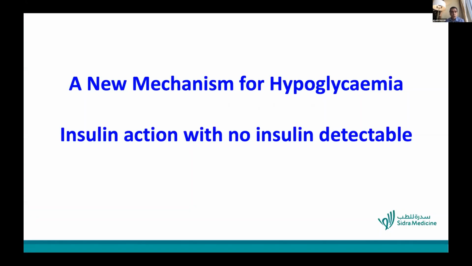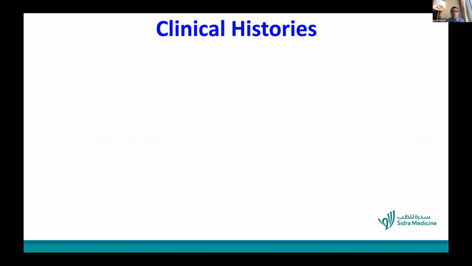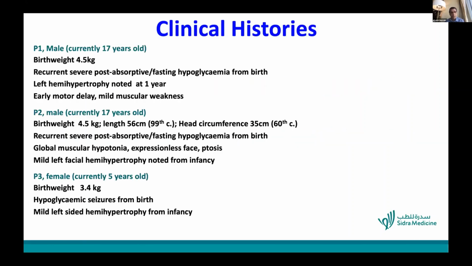So I want to show you a new mechanism of hypoglycemia, which looks like hyperinsulinic hypoglycemia, but you will not detect any insulin in the blood or C-peptide for that matter. I'm going to take you to the clinical history of 3 patients. So the first patient was born at 4.5 kilos, started having hypoglycemia after birth. Then as we followed the patient up, he developed hemihypertrophy at 1 year of age and a bit of mild motor delay. The second patient, very similar, you can see quite large birth weight.